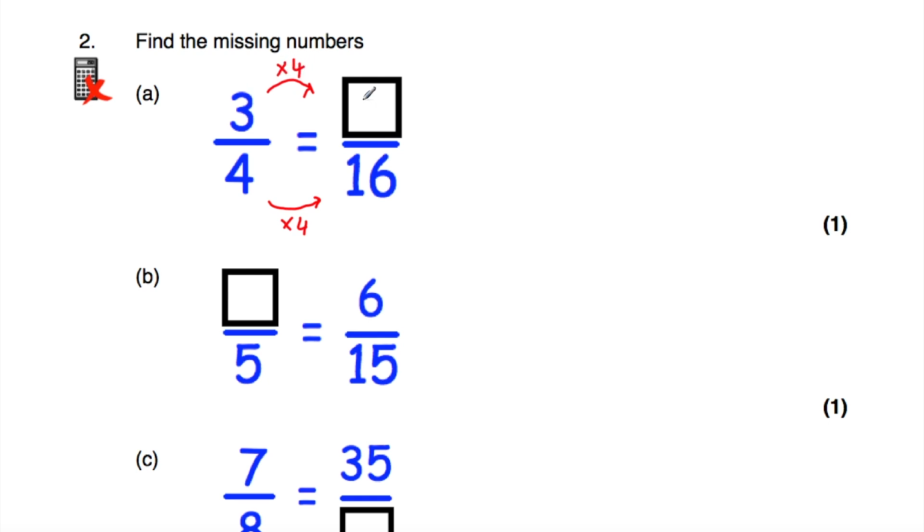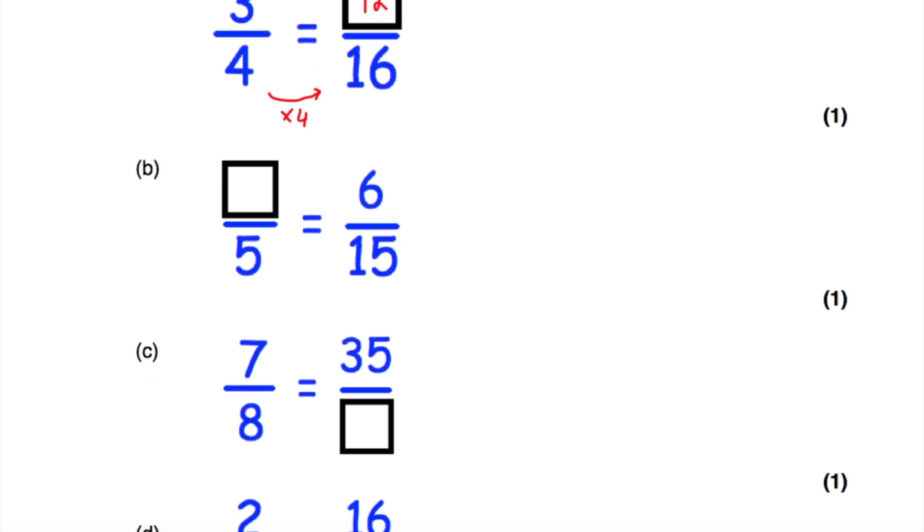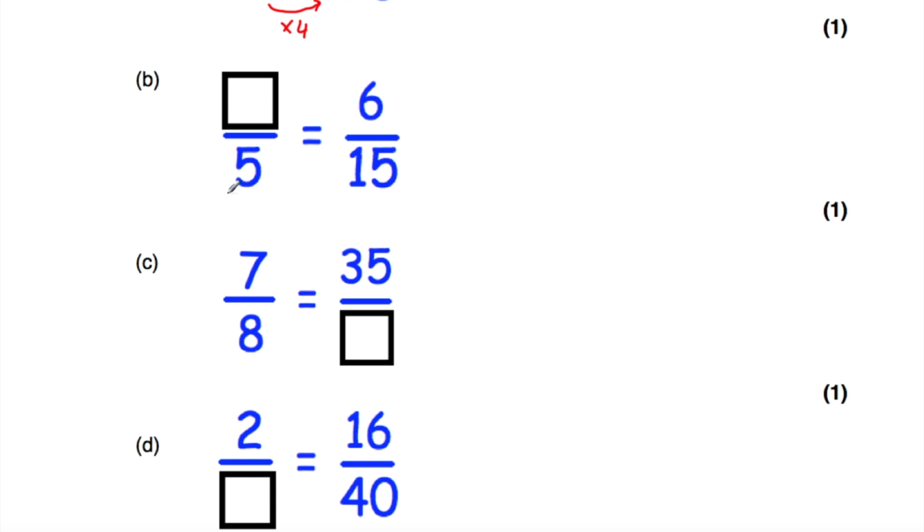And 3 times 4 is equal to 12. So that means that the missing number, this missing numerator, was 12. So that missing number is 12. Okay, let's look at our next part, part B. Part B, we've got blank over 5 is equal to 6 over 15.